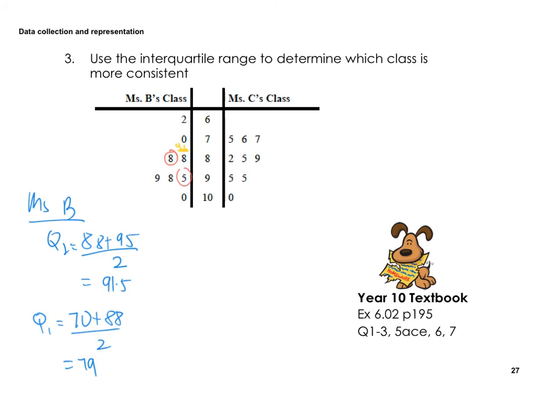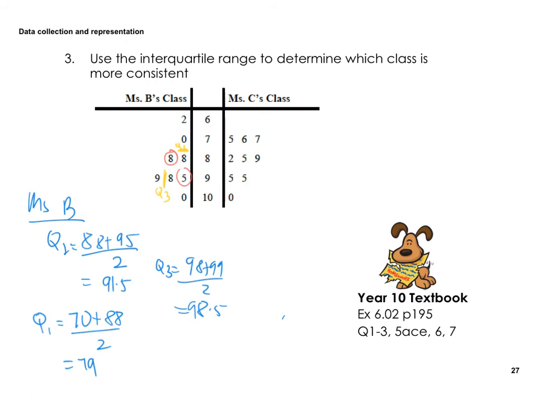Now Q3, we want the middle of this upper half. The middle is going to be right here. So 98 plus 99 divided by 2. So we can say Q3 is 98 plus 99 divided by 2, which is 98.5. Okay, so Q3 is right there.